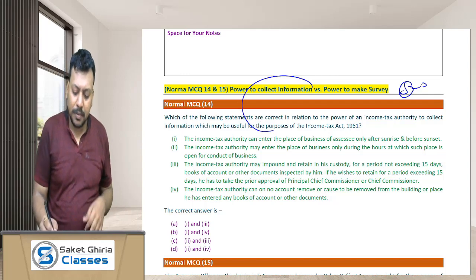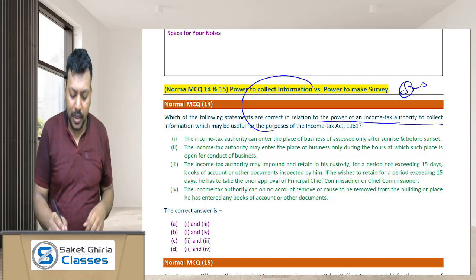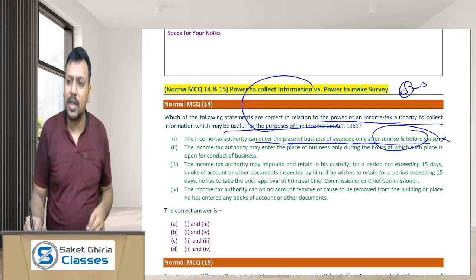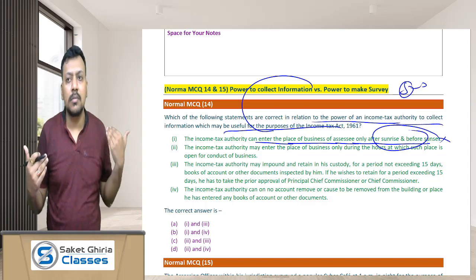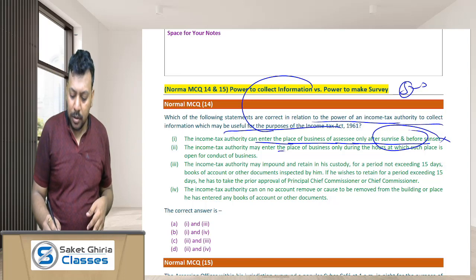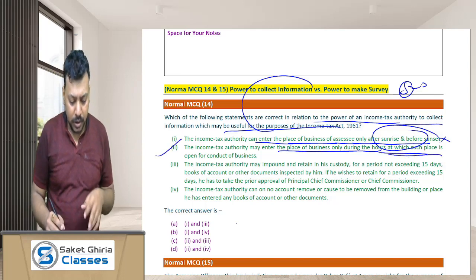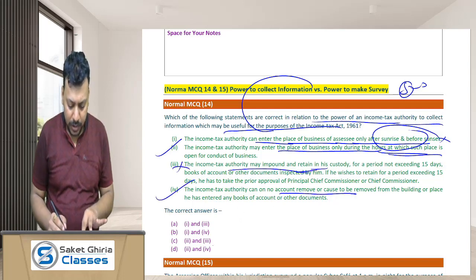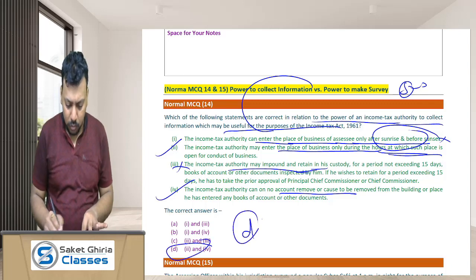Okay, which of the following statements are correct in relation to power of Income Tax Authority to collect information? The Income Tax Authority can enter into the place of assessee only after sunrise and before sunset. No, sir, they can enter in those hours for which the business is kept open for public. The Income Tax Authority can enter only during the hours for which the business is open. Oh yes, sir. So the option point number 2 is correct. The Income Tax Authority may impound. No, sir, they cannot impound. Okay, the point 2 and 4 is correct. So the correct option is D. Moving further quickly.